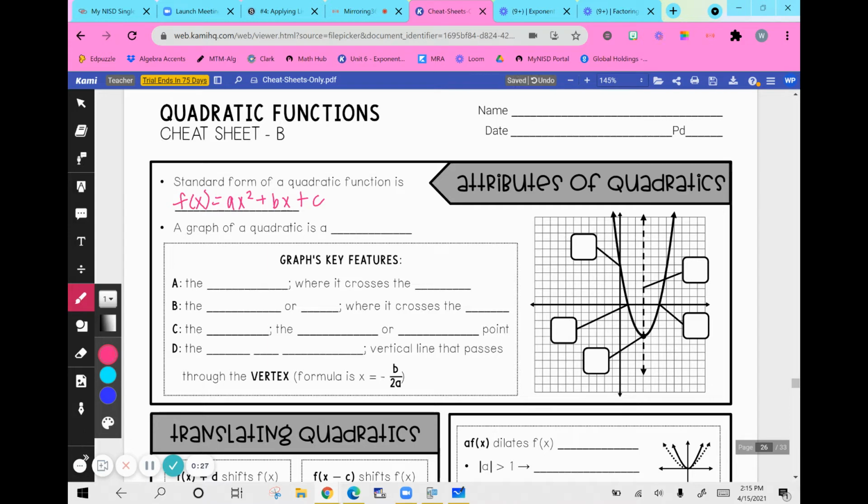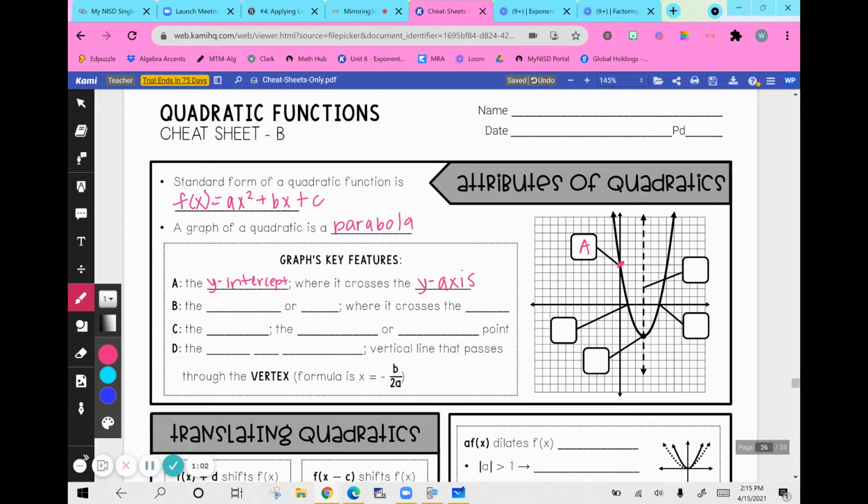A graph of a quadratic is called a parabola. That's that U shape. And then here it says we got some key features. So we're looking at A, okay? And A is going to be the y-intercept, okay? And that is where it crosses the y-axis, okay? And so you can see there that it's crossing the y-axis right there at that point.